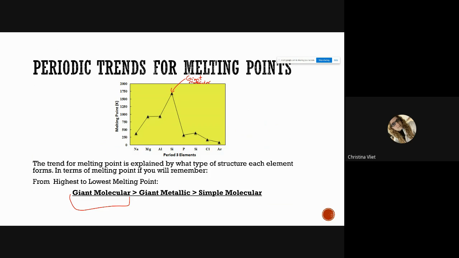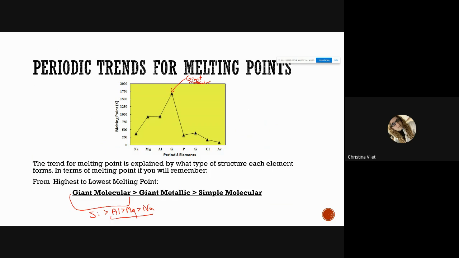All right. The next group would be giant metallic. So take a look at sodium, magnesium, aluminum. What's happening from sodium to magnesium to aluminum? Magnesium and aluminum are greater than sodium. So we said silicon was the highest. Then it's actually aluminum and magnesium, but they're very close to each other, and then sodium. So far, so good? So what's going on in these three? They're all giant metallics, so what's the difference between them?